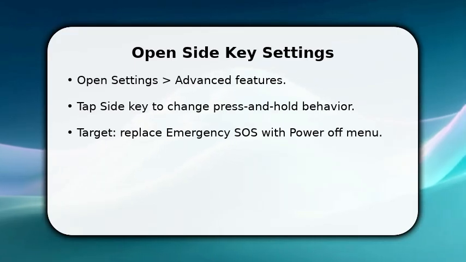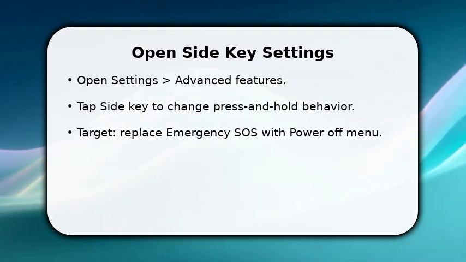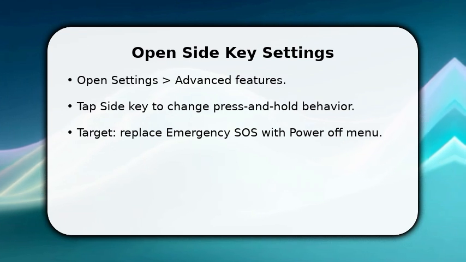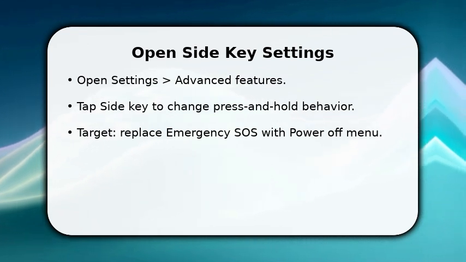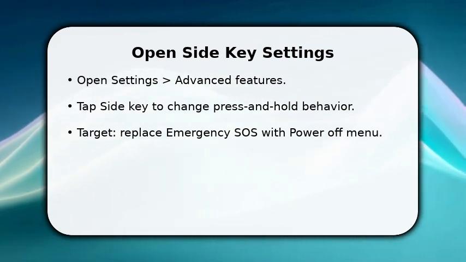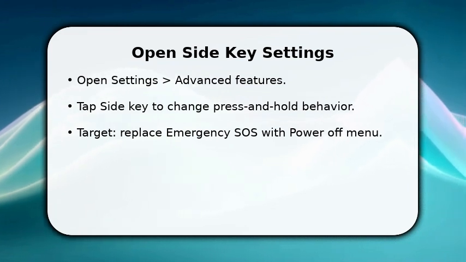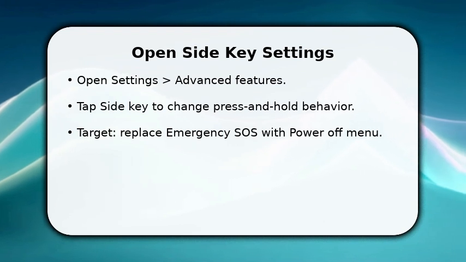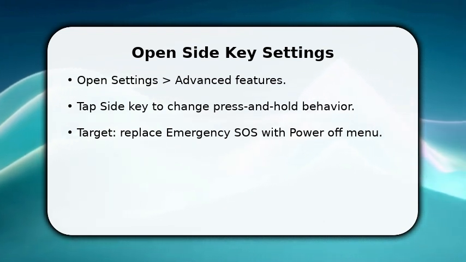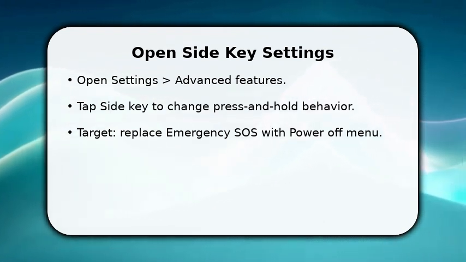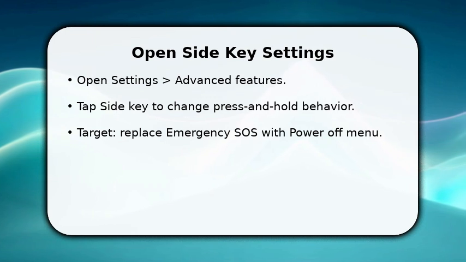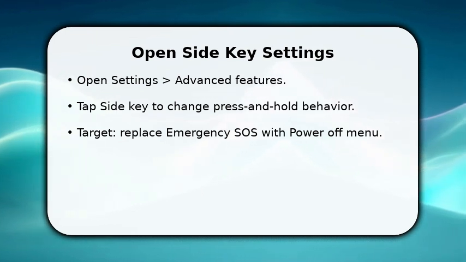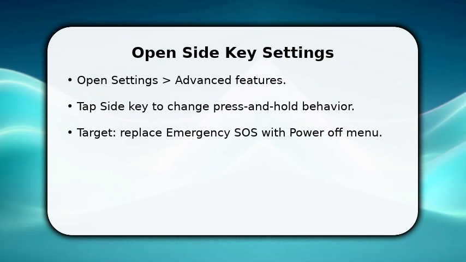You're starting in Side Settings. Go straight to Advanced Features and tap Side Key. You want to stop the side key from launching Emergency SOS, so press and hold from Emergency SOS to Power Off menu. Once done, the phone will no longer auto-dial emergency services when you hold the side key. Make sure to confirm the new selection on screen. This removes the most common accidental trigger and gives you back normal power button behavior immediately.